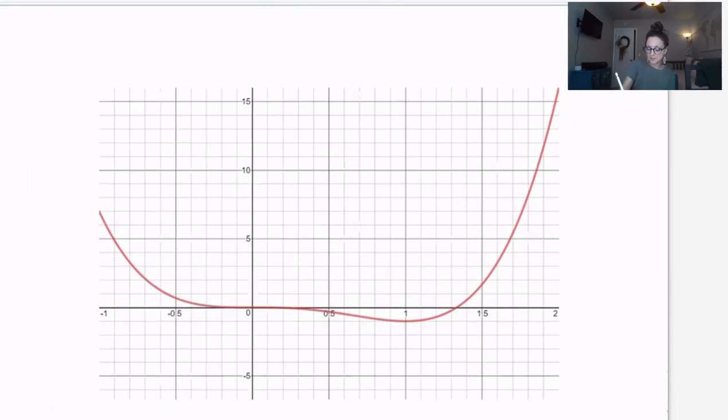So here's the graph of the original y equals f of x on that interval -1 to 2, and you can see here that yes, indeed, my absolute min on that interval occurred at 1, and the y value is -1 there, and then my absolute max here is 16, occurred at x equals 2.